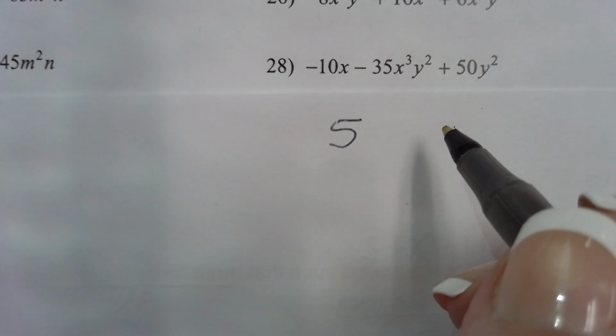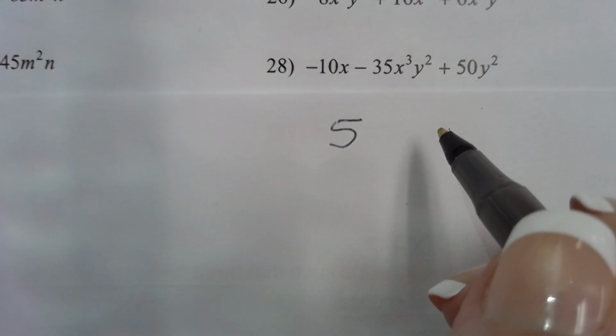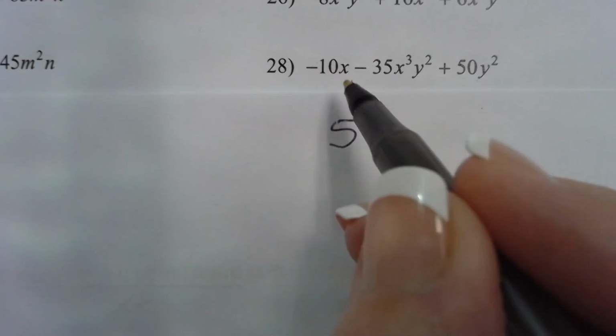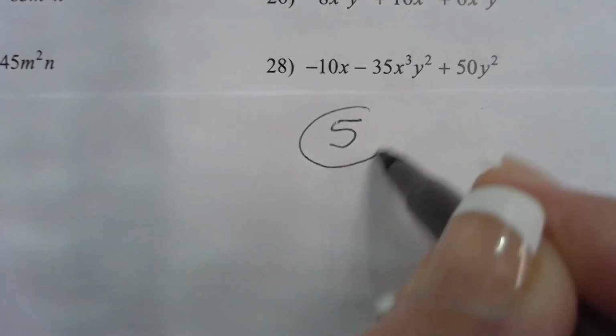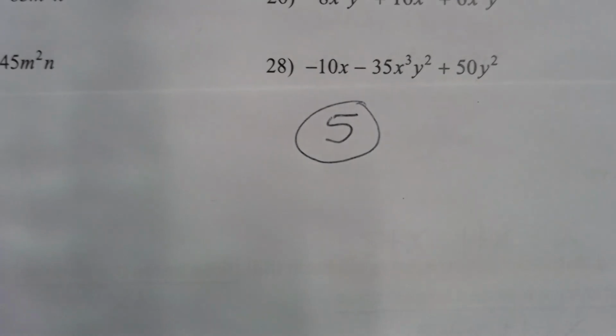For the y's, do they all have y's? They sure don't. The first term doesn't have a y. That's your greatest common factor right there. Where? 5. It's just 5. The variables are not in common.